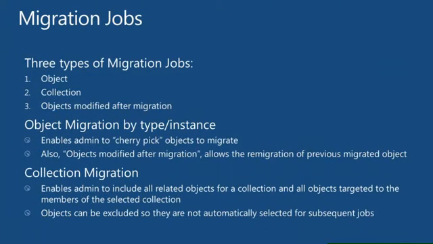Okay, types of migration jobs. There are 3 types of migration jobs: objects, collections, and objects modified after migration. So you can set up a migration job, migrate a bunch of packages, like your Office, your Link, your Adobe, and then you can check to see if they've been modified.